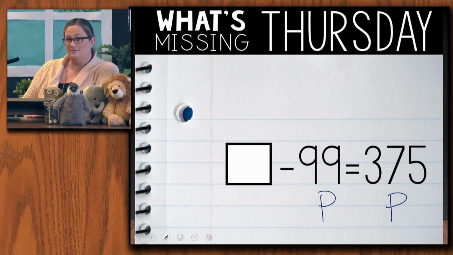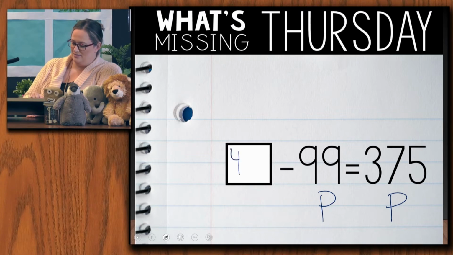So what is 375 plus 99? Well, what's 375 plus 100? 475. But I'm not adding 100. I'm just adding 99. So it should be 474. Very good. We could double check it by adding this way.